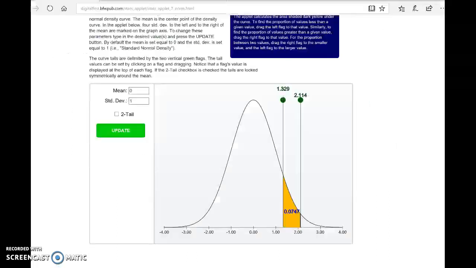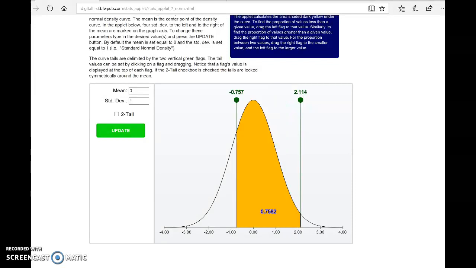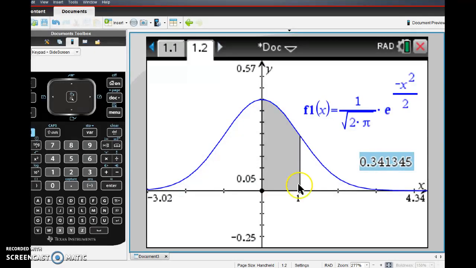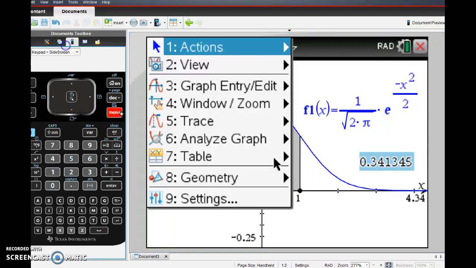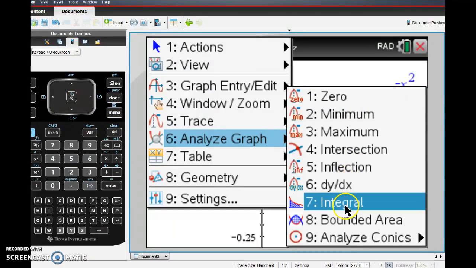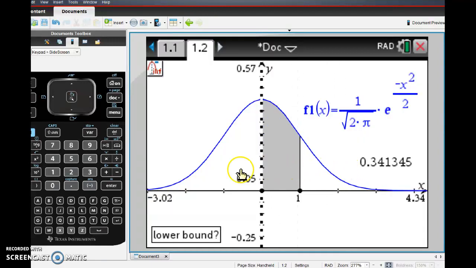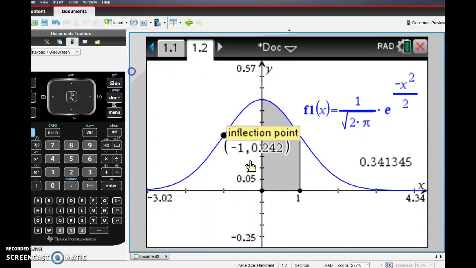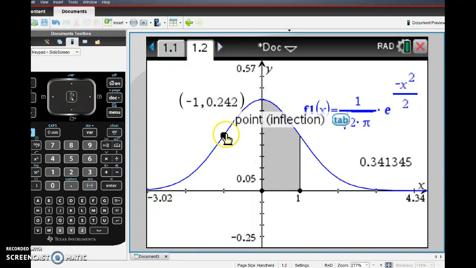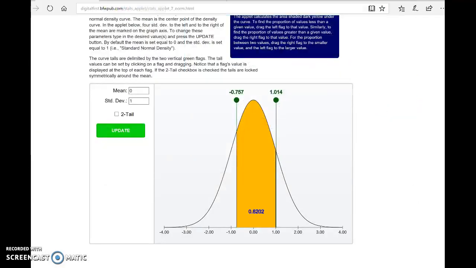That's one thing that I could talk about. If in your other classes you have studied point of inflection, where this thing turns from curving down to curving up, that is the point of inflection, and it takes place at a standard deviation of 1. On this curve here, if I go to menu, analyze graph, inflection point, and go boom, boom, you can see the point of inflection takes place at exactly 1 standard deviation below and 1 standard deviation above the mean. Okay.